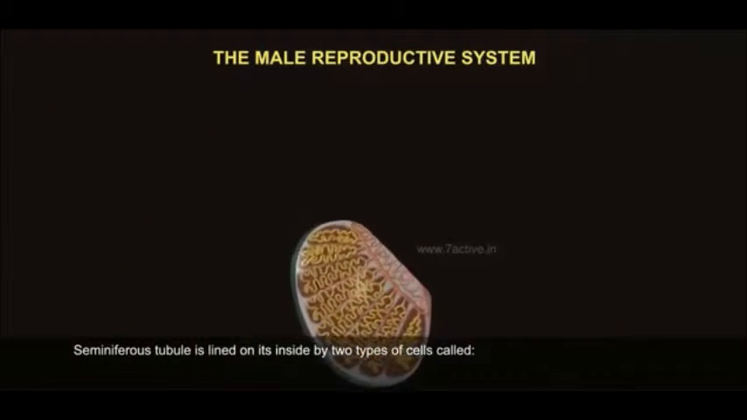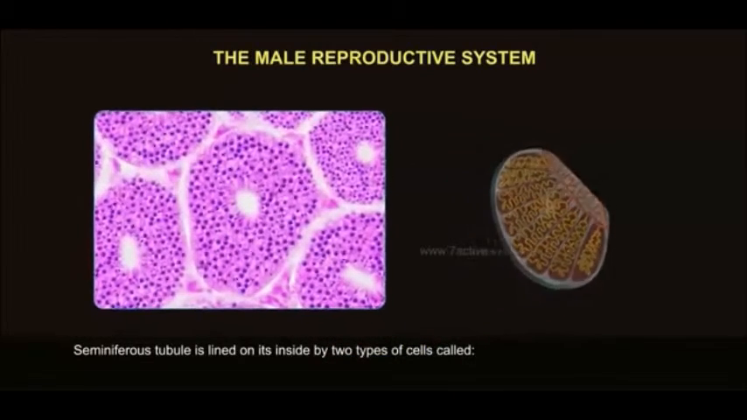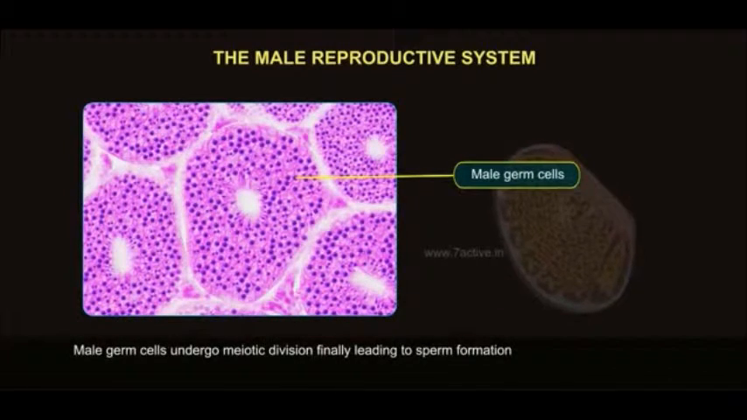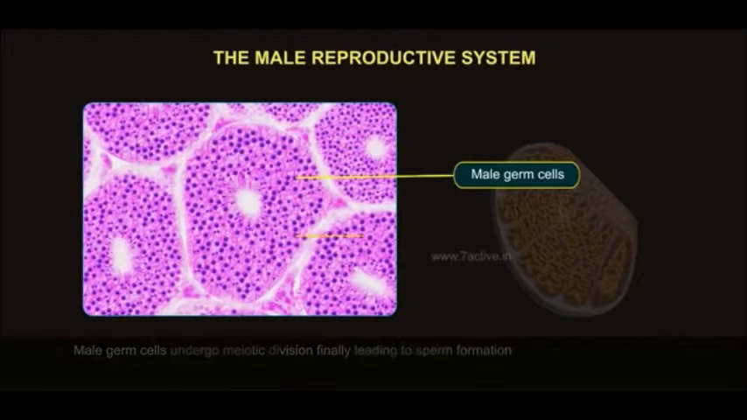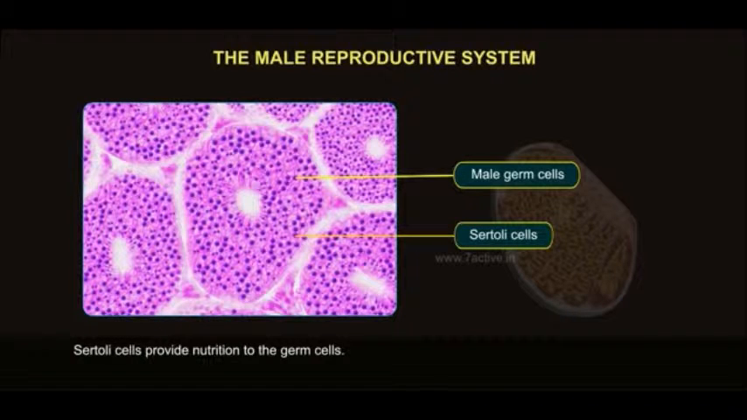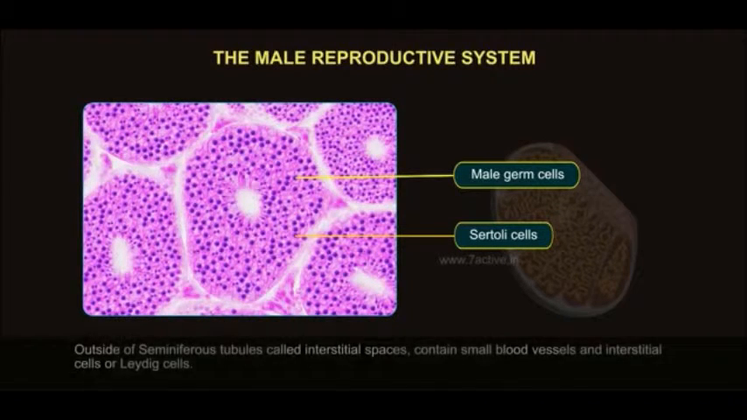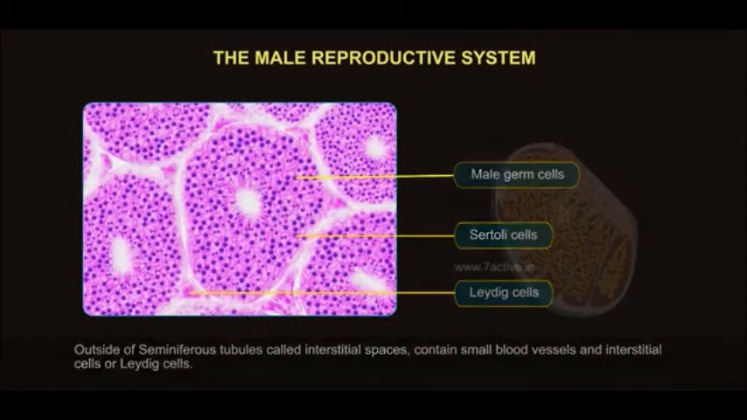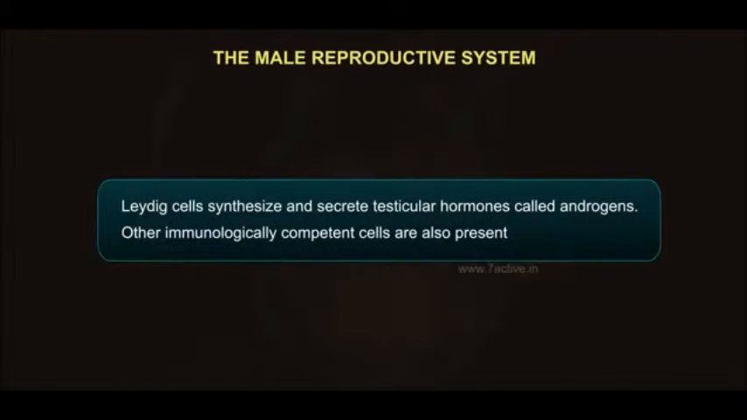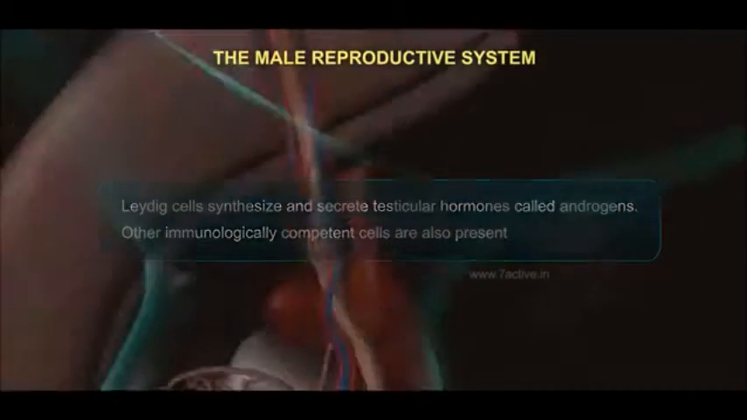Seminiferous tubule is lined on its inside by two types of cells. Male germ cells undergo meiotic division, finally leading to sperm formation. Sertoli cells provide nutrition to the germ cells. The region outside the seminiferous tubules, called interstitial spaces, contains small blood vessels and interstitial cells or Leydig cells. Leydig cells synthesize and secrete testicular hormones called androgens. Other immunologically competent cells are also present.